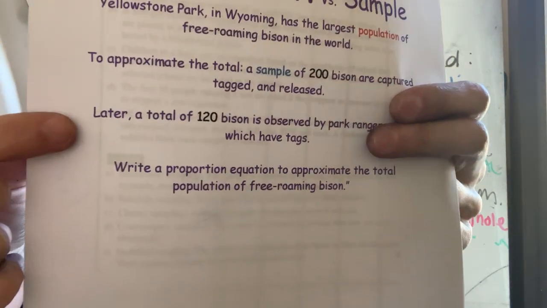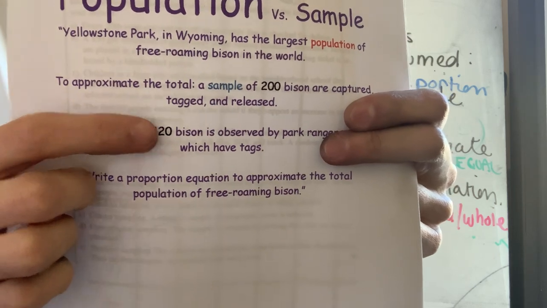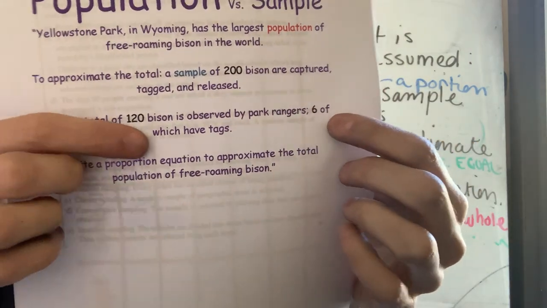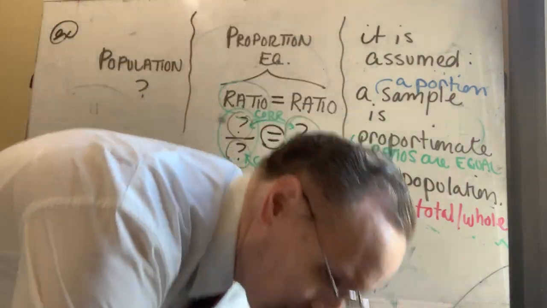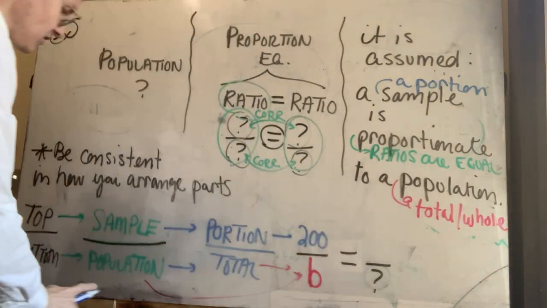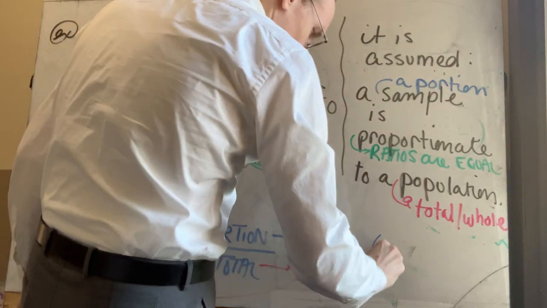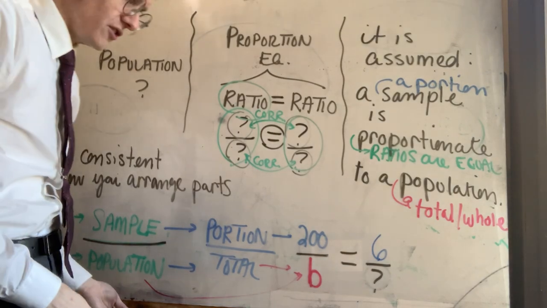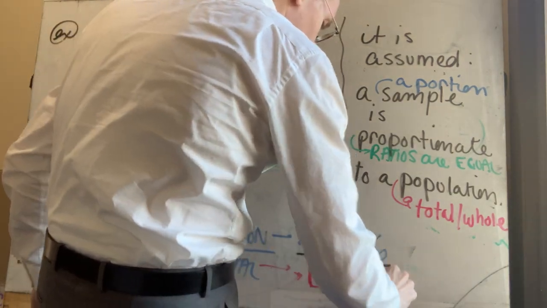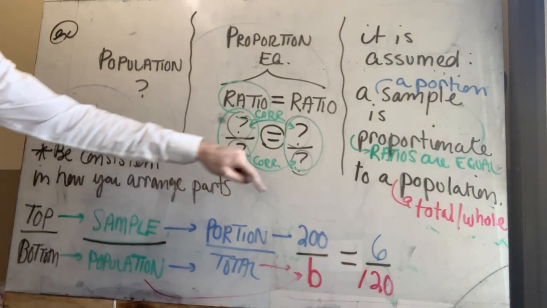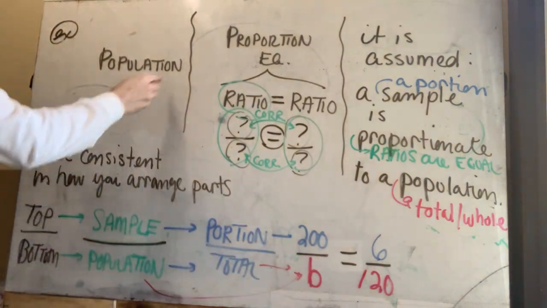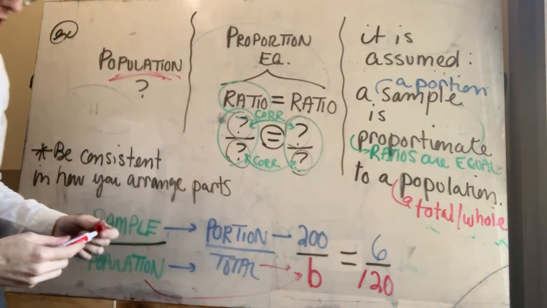All right. Read this second sentence: Later, a total of 120 bison is observed by park rangers, six of which have tags. And that's kind of a key phrase there, a signal. All right. Six is now the fragment, the portion, the chunk of the whole. So, again to be consistent, take that top thing and make that the portion, six. The number that is quoted as the total now is 120. Okay, and now you have a proportion equation that is complete. You have three out of the four numbers, so you can figure out what the fourth thing is, namely B, via cross multiplication.